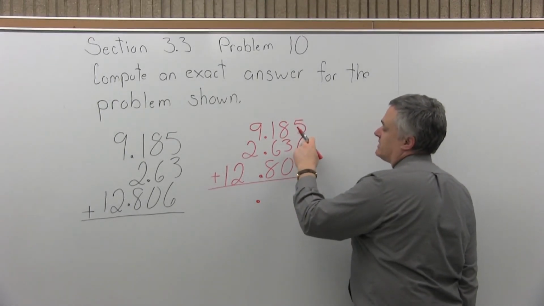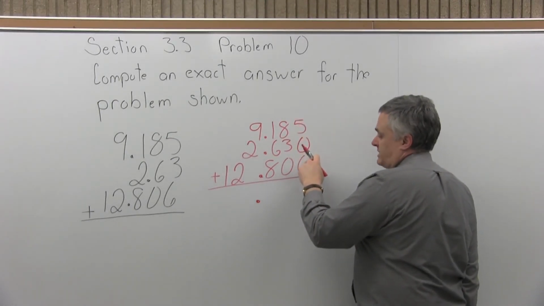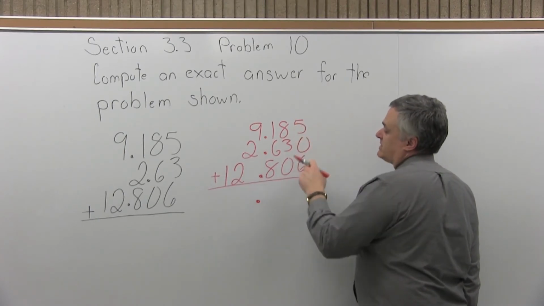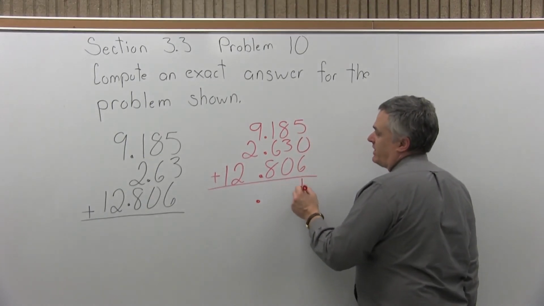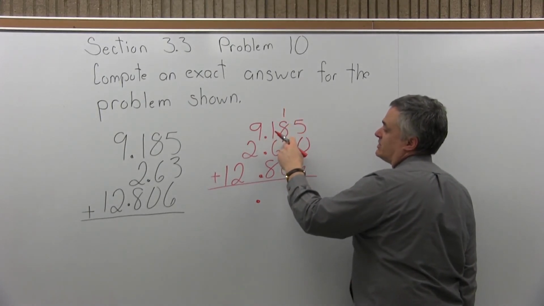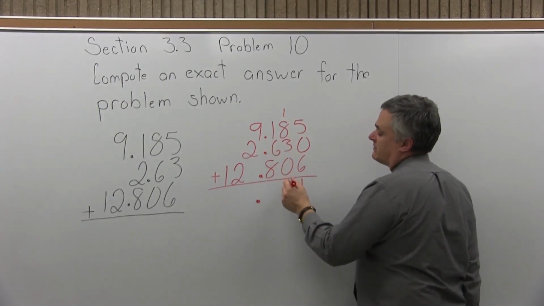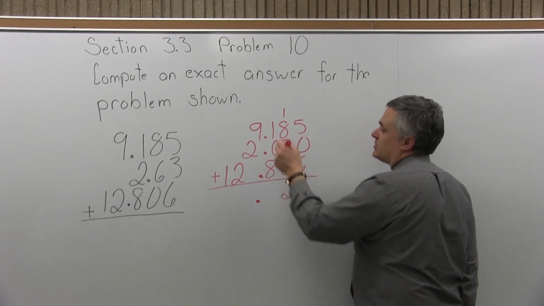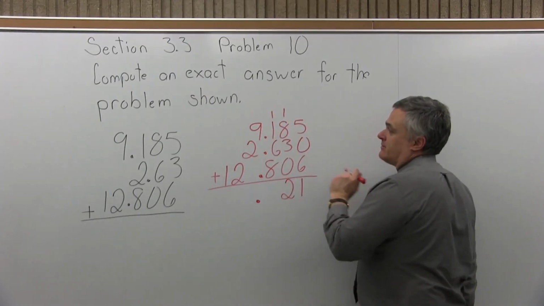So 5 plus 0 is 5, plus 6 more is 11. So I'll write the 1, carry the 1. So 1 plus 8 is 9, 9 and 3 is 12, 12 and 0 is still 12. So for 12, write the 2 from the 12, carry the 1.